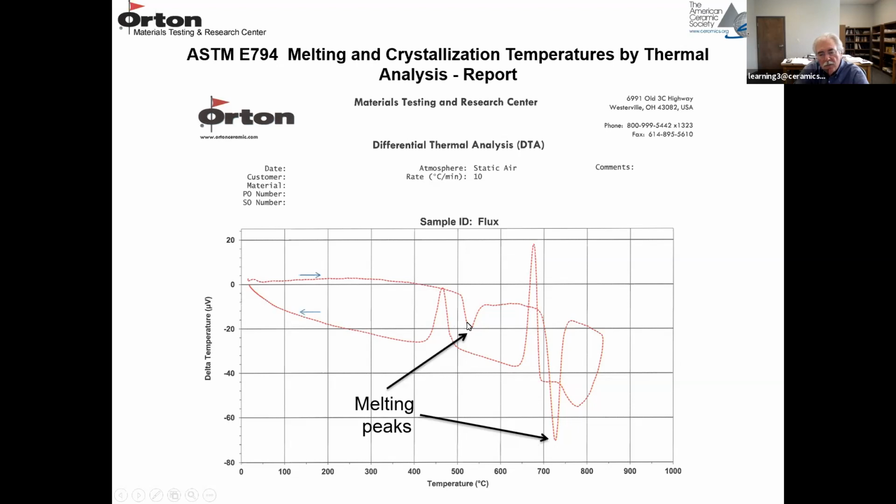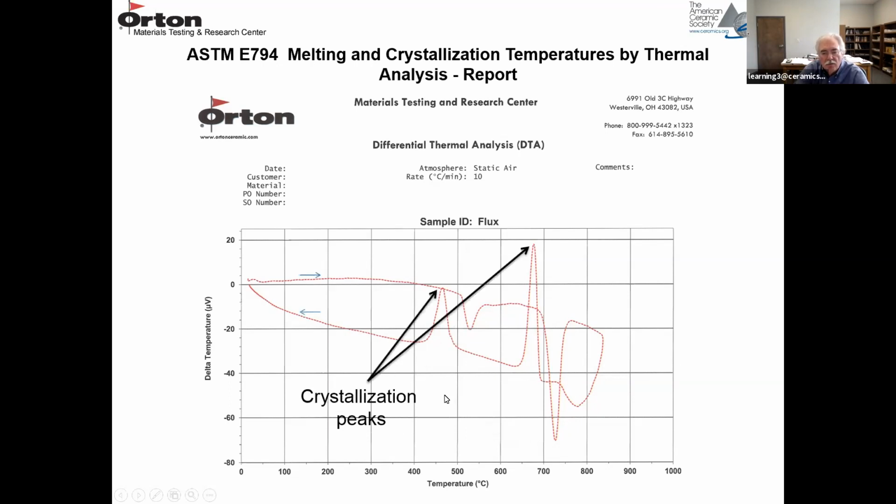So you see there's two melting peaks, one here and a second one at a higher temperature. So there's two different crystals that are melting at two different temperatures. If you don't know what these are, if you don't know the flux material, you can do an X-ray diffraction for these peaks, to see what crystalline phases are present and what's disappearing. And on cooling, you have the crystallization peaks, the exothermic peaks.